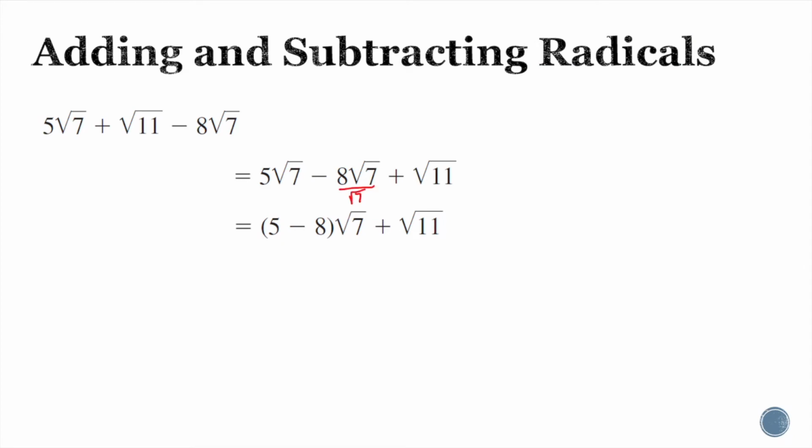Just get this out of the way. And now that square root of 7, I'm factoring it out, putting it up to the right, and you'll see that I still have 5 minus 8 left over because these equal to 1. And then I will have negative 3 times the square root of 7 plus the square root of 11. The same answer that we did before. So 3 different ways of doing it with the same exact answer.